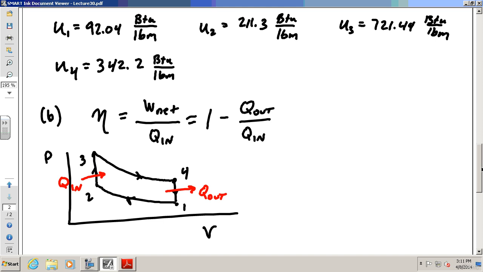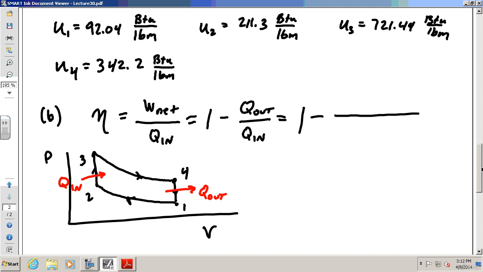So, let me show you this. I can use my internal energies there. Because take a look at this. This is really 1 minus what represents Q out. Well, what represents Q out is the difference in internal energy between states 4 and 1, right? Because why do state 4 and state 1 have different internal energies? Because of Q out, right? So the difference between the two gives me Q out. So your efficiency between the three different states.